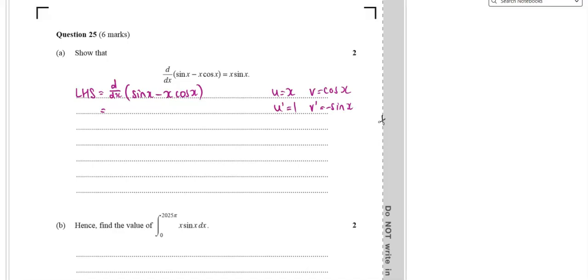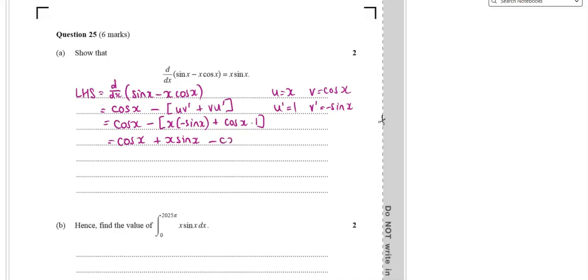Okay, so the first term, sine, just differentiates to cos, and the next term is the derivative of that product, which is u dv/dx plus v du/dx. So it's cos x subtract x times minus sin x plus cos x times 1. So we get cos x plus x sin x minus cos x. The cos x's disappear. We get x sin x, and that is the right-hand side as required.